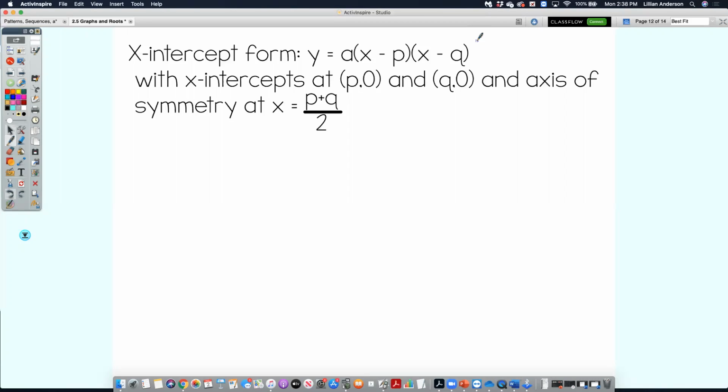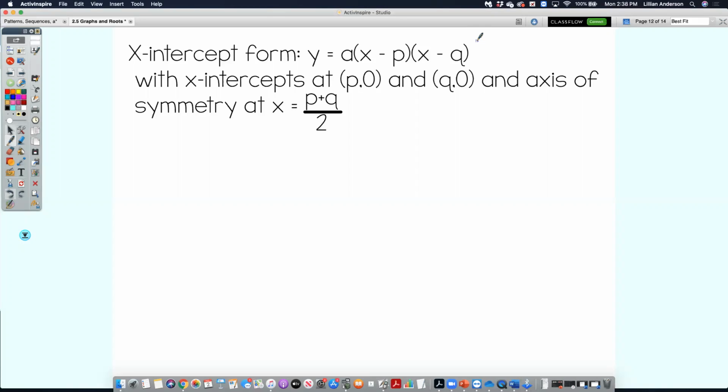That A value is the same A value as in standard form and vertex form. Your x-intercepts are at (p, 0) and (q, 0), so you do need to do the opposite of whatever's in those parentheses. Your axis of symmetry is the halfway point between your x-intercepts, so you do p plus q divided by 2. Again, it's an equation, so make sure you have that x equals, otherwise it's not going to be counted correctly. They will bold equation in the question to remind you. You need to have that x equals, otherwise it's wrong.